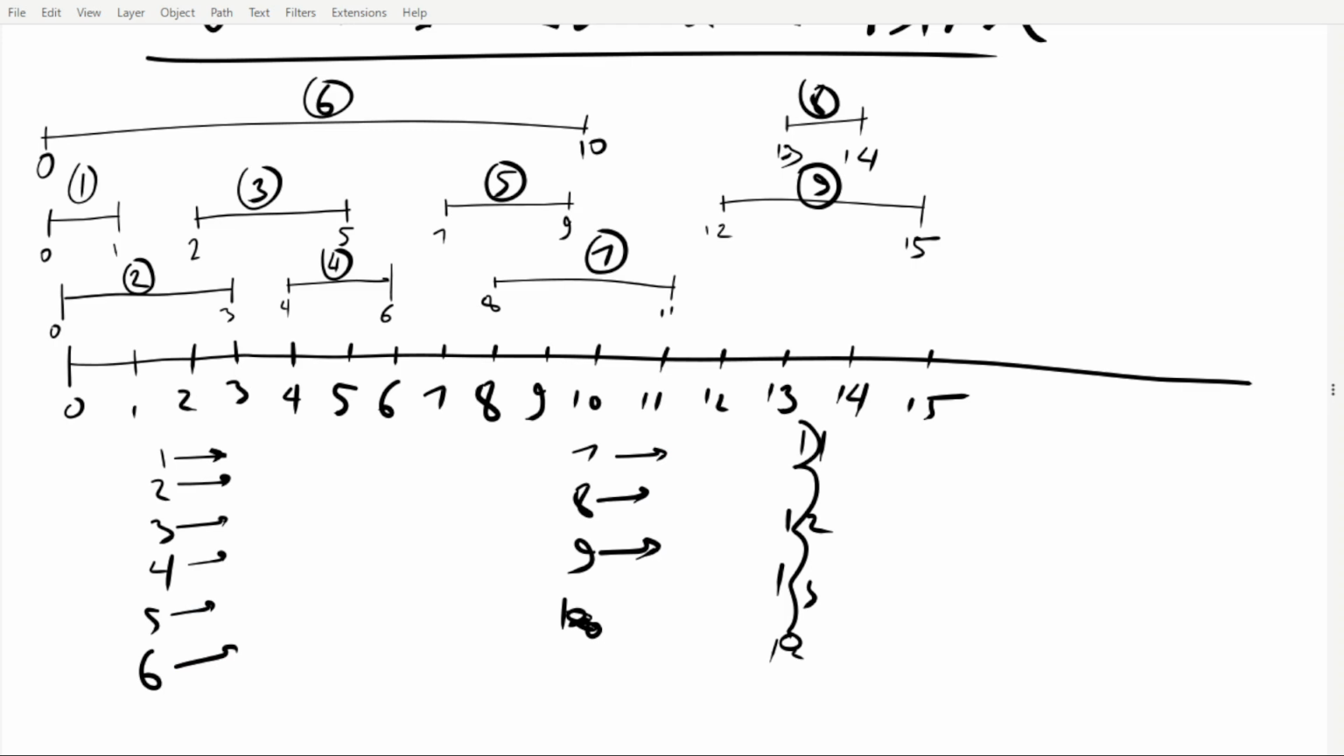So for 1, start time is 0. For 2, start time is 0. For 3, start time is 2. For 4, start time is 4. Then we have 5, start time is 7. For 6, start time is 0. For 7, start time is 8. For 8, start time is 13. For 9, start time is 12.